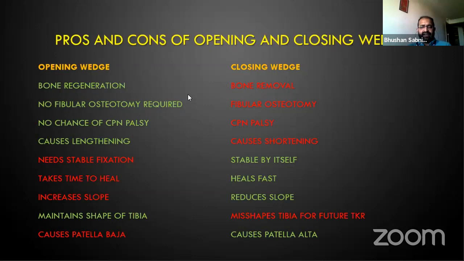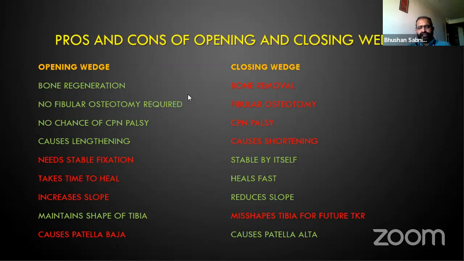It does cause lengthening, which is generally helpful for most patients because their leg is shortened and they go back to the normal length. And believe me, a lot of patients who have had bilateral HTOs have told me that they're really happy they're taller by a centimeter and a half. And they generally like that. The downside of opening wedge osteotomy is that you need a very stable fixation. Unlike a closing wedge, which is stable by itself, you need a very good system. And that's why opening wedges were not in vogue till about the year 2000, after which the Tomofix and the locking plate principles came in. And that changed the ball game completely.